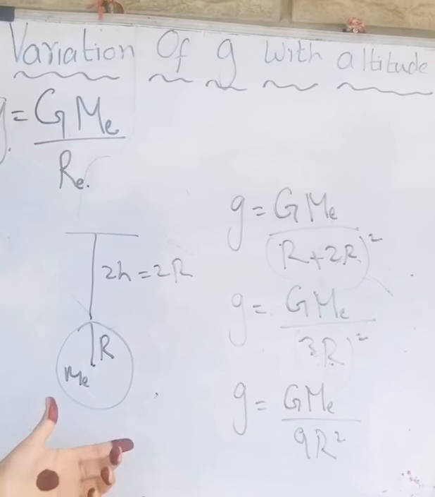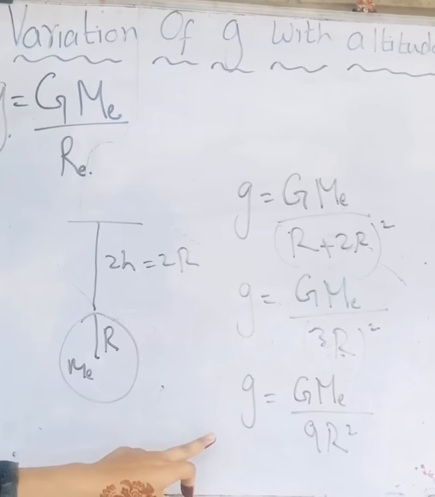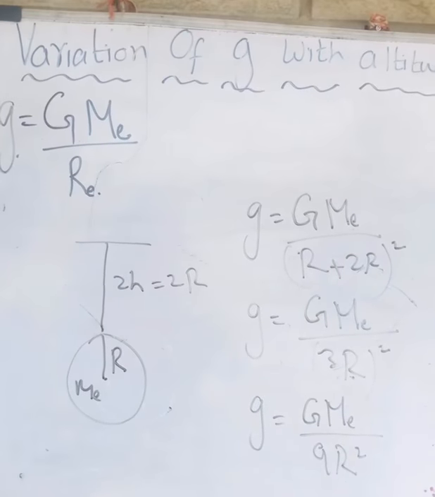So it's clear that if you move away from the surface of the earth, the value of g decreases because the radius increases. Hopefully guys, now this point is clear for you.